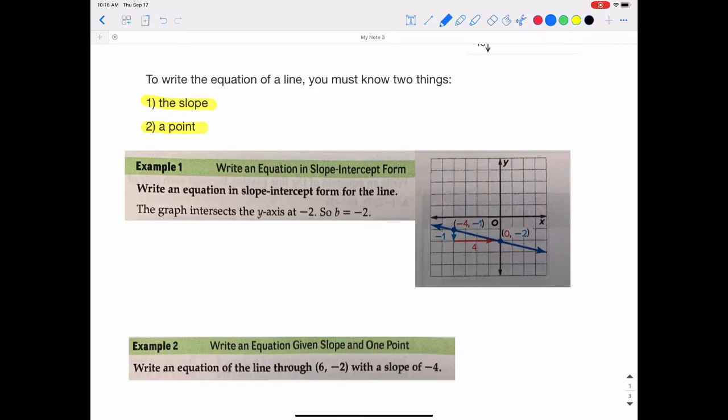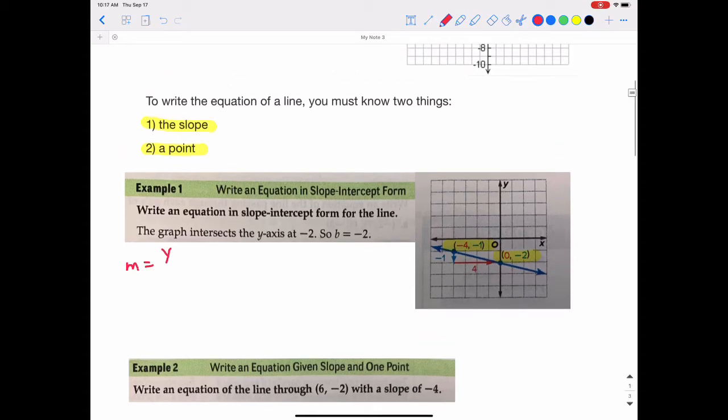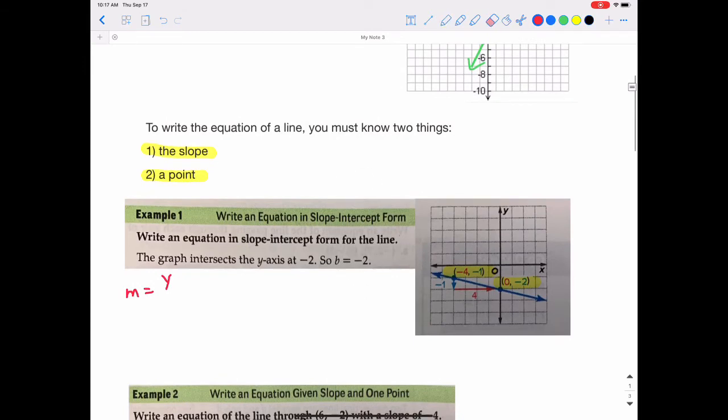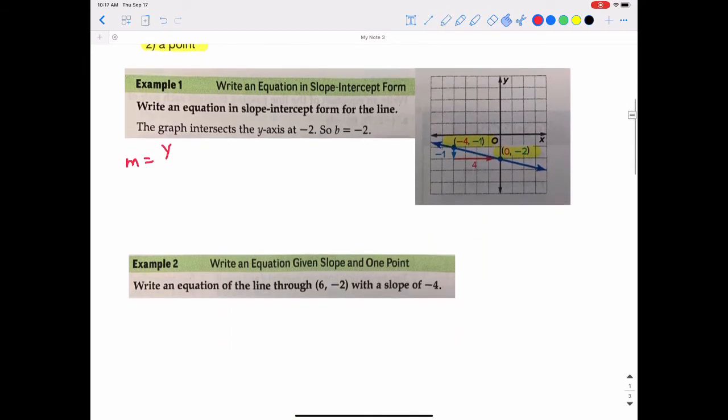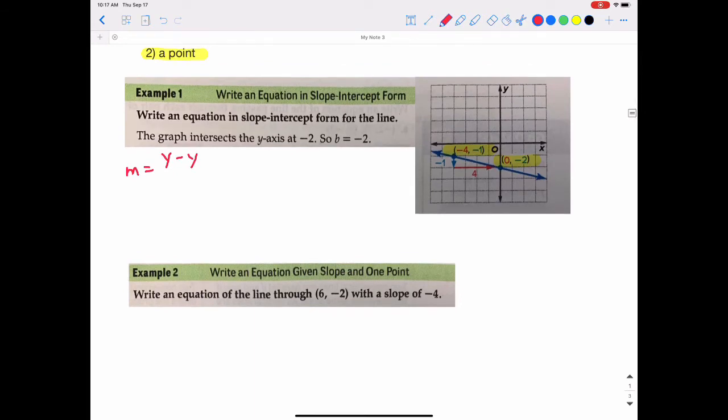So looking at example number 1, it says, write an equation in slope-intercept form for the line. And we have a picture this time. So on the picture, a couple points have been highlighted already. It's 0, -2, and -4, -1. So on last section, we talked about how to write the slope of a line if we know 2 of the points are on the line. So we're going to do that again today. We're going to use the formula for slope, which is y minus y over x minus x. So again, y minus y over x minus x.